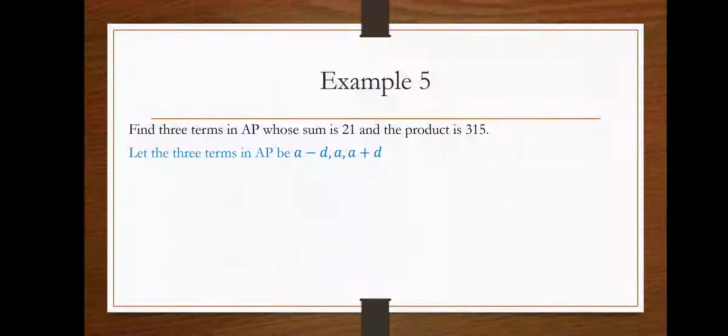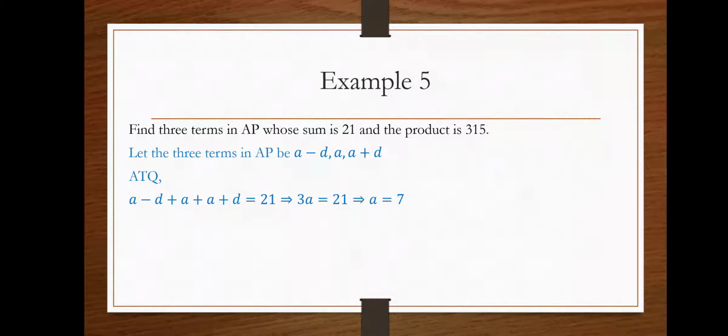They are all in AP, as we can see. Now, the first thing said is the sum is 21. So obviously, if you add them up, then the sum is 21. From there, you get the value of A directly. That is why it is the easiest. You can get one of the values quickly. So the value of A is 7.